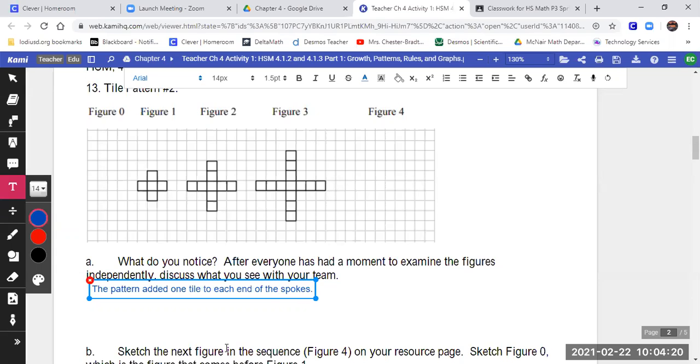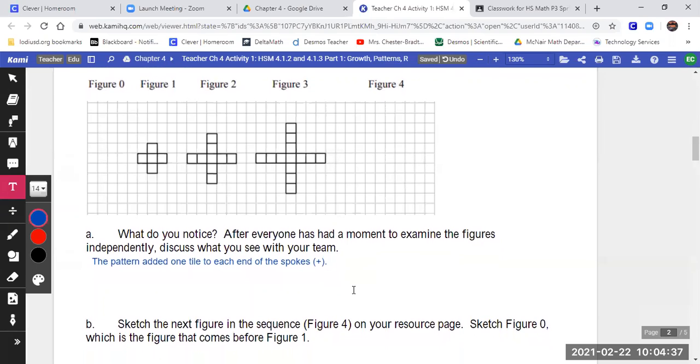That's what those little, or each end of the X. It's actually a plus, isn't it? It's a plus sign.